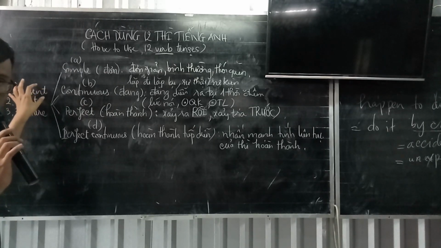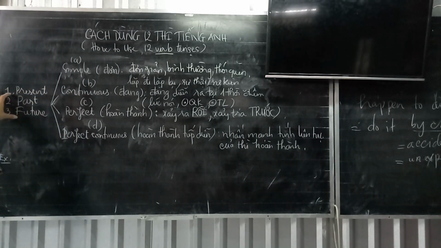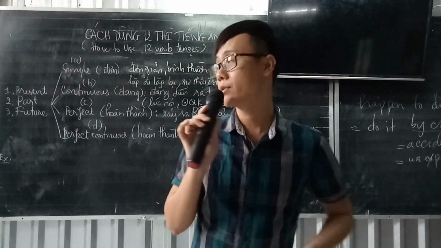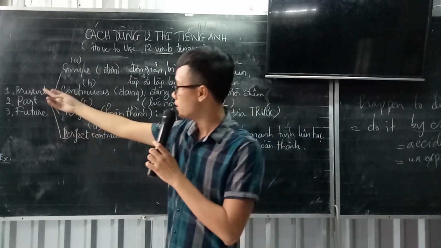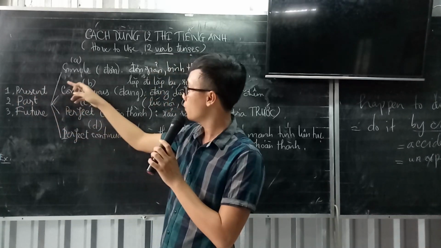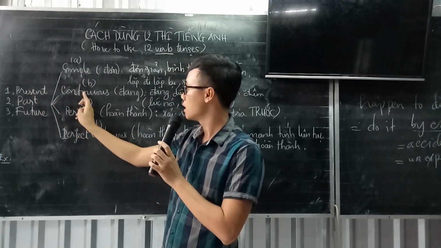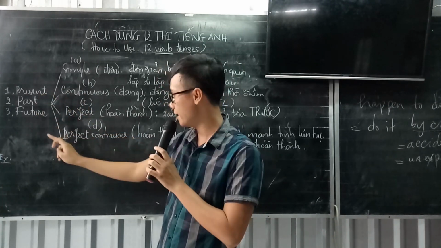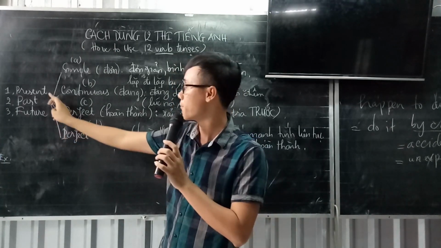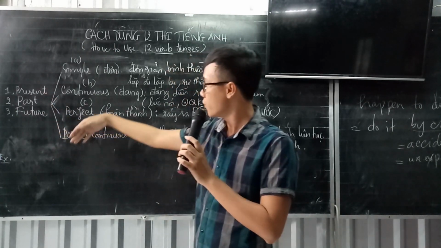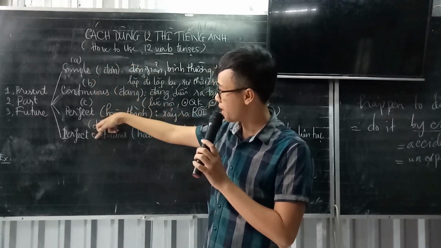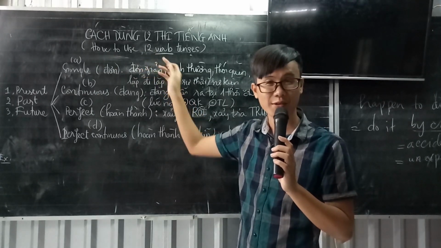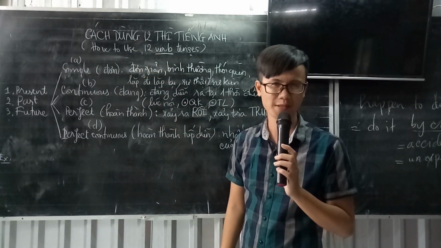And in each type of these, we have 4 subcategories. Like in present tense, we have simple present, continuous present, perfect present, and perfect continuous present. So you multiply 4 by 3, you have 12 tenses. So is it easy to remember? Of course.